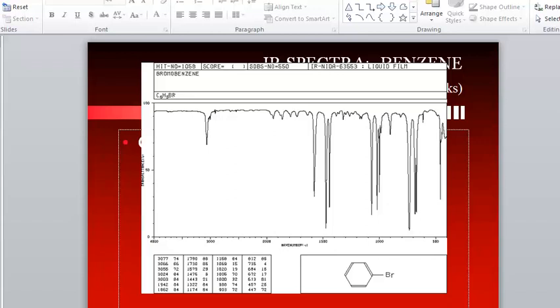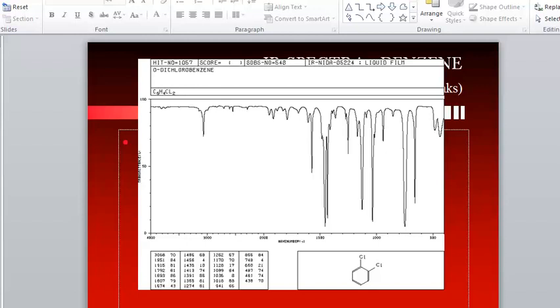So if I look over here to the last maybe one third fingerprint area of the infrared spectrum, I see a spike, and another one, and another one, and another one. There's quite a few. That is often a sign that we have some aromaticity that's going on. If I flip to this one, look at those. They're all very sharp. They're all very deep, and there's a lot of them.